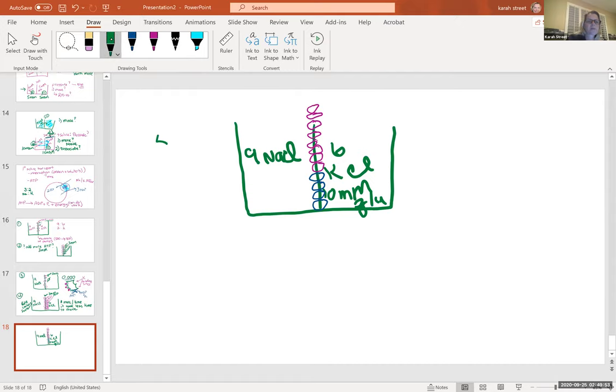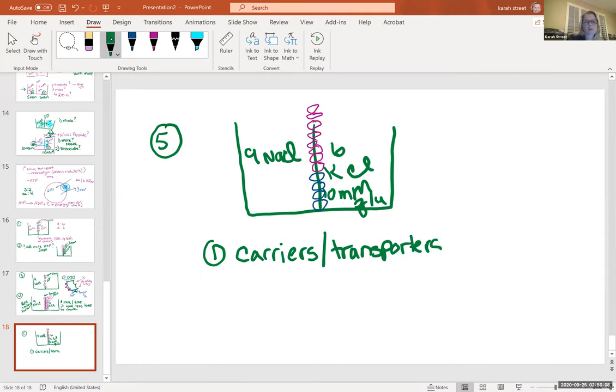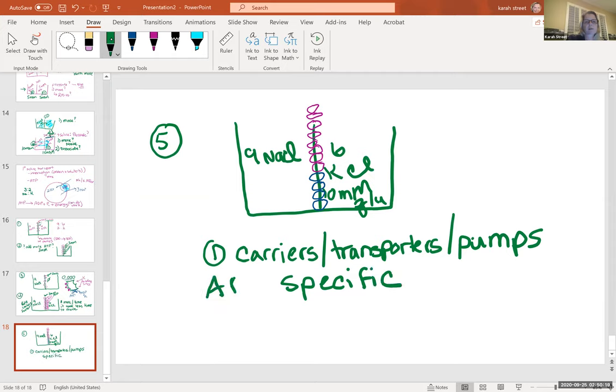And the purpose of this fifth experiment was to show, one, that carriers, transporters, pumps, whatever you're playing with, are specific. They have specificity. The glucose carriers only moved glucose. The sodium potassium ATPase only moved sodium and potassium. The sodium potassium ATPase did not care that glucose was in the mix. And the glucose carriers did not care that sodium and potassium were in the mix.